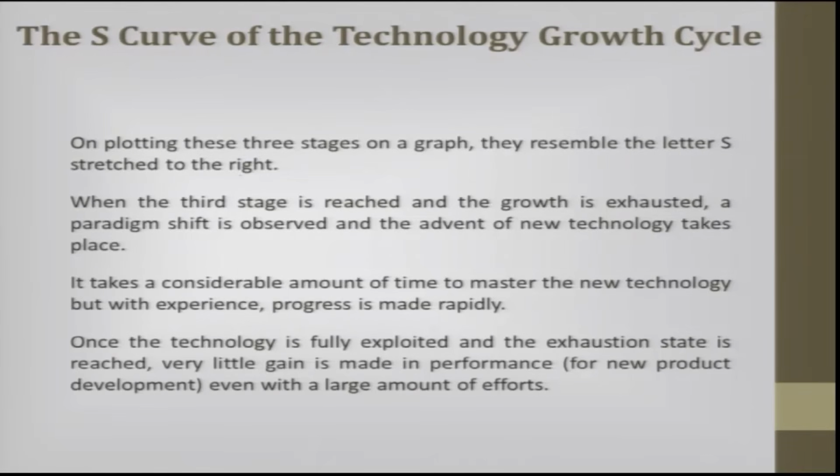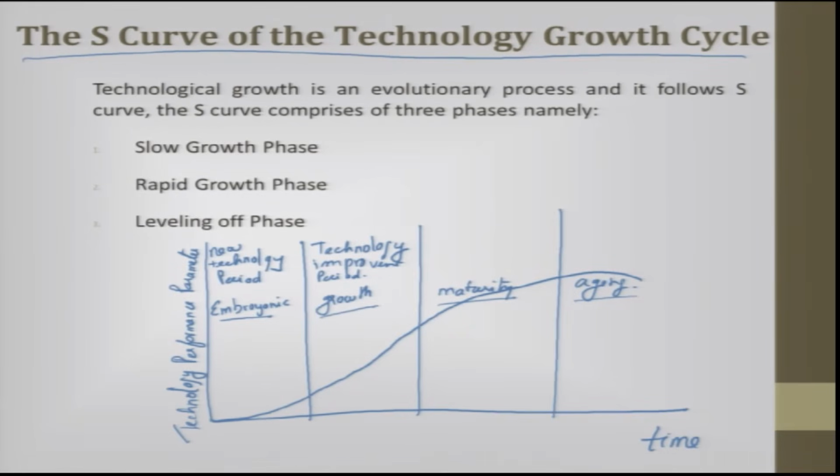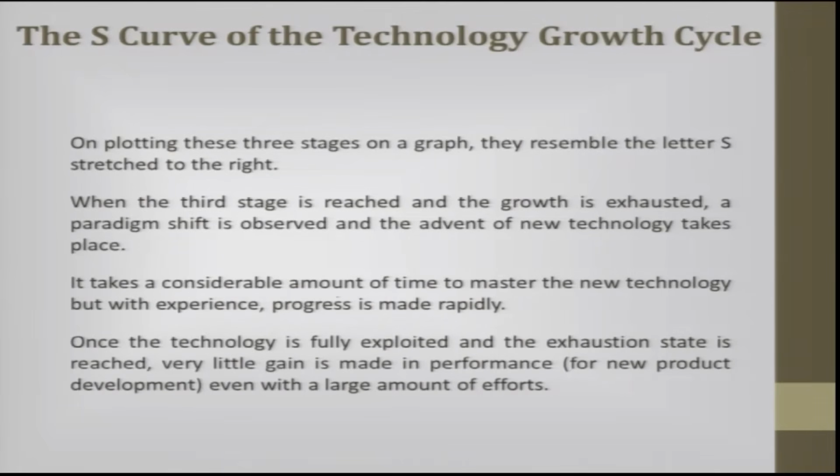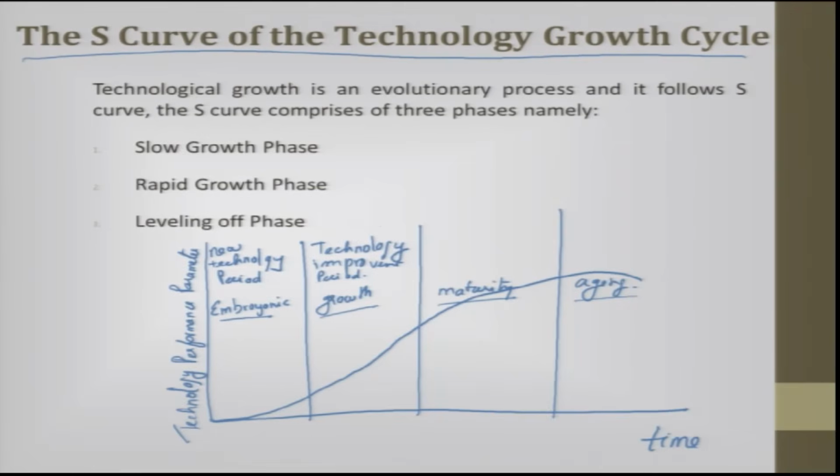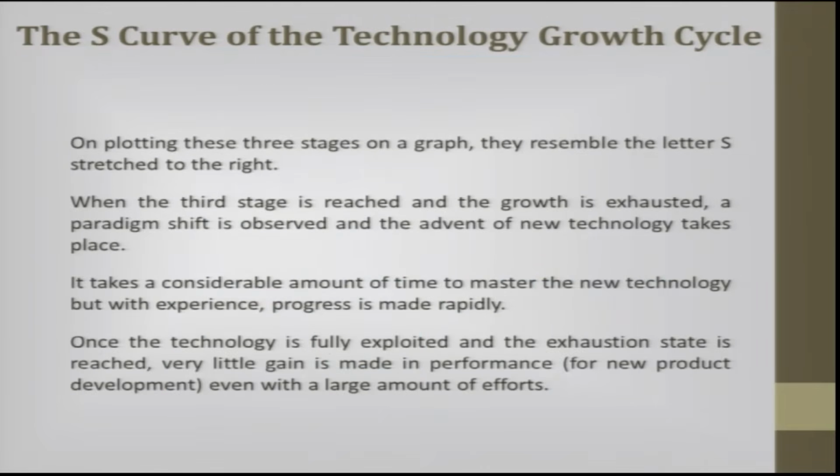They resemble the letter S stretching from the right. When the third stage is reached and the growth is exhausted, that means maturity, a paradigm shift is observed and the advent of a new technology takes place. That means people always at this stage try to push it back. That is what I was trying to say earlier. It takes a considerable amount of time to master a new technology, but with experience progress is made. So, improvement in technology is this rapid growth. Once the technology is fully exploited and the exhaustion stage is reached, very little gain is achieved, so new products are developed.